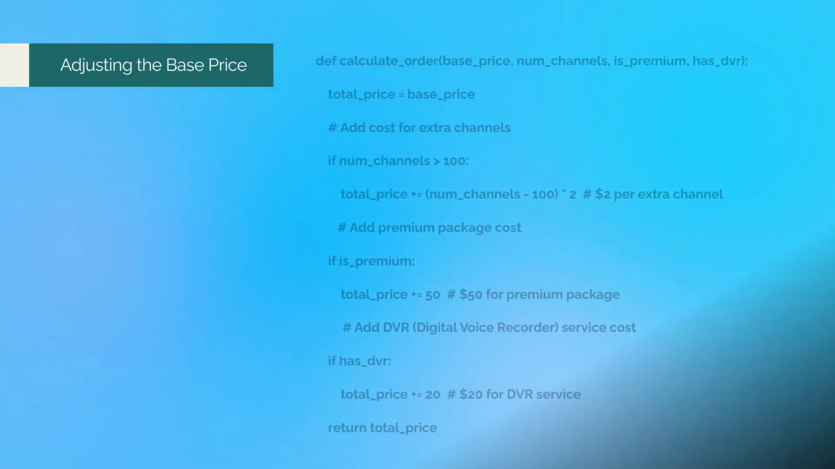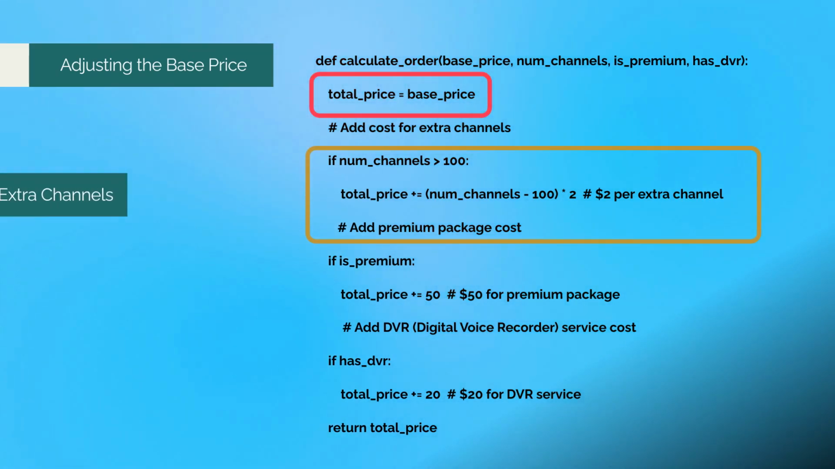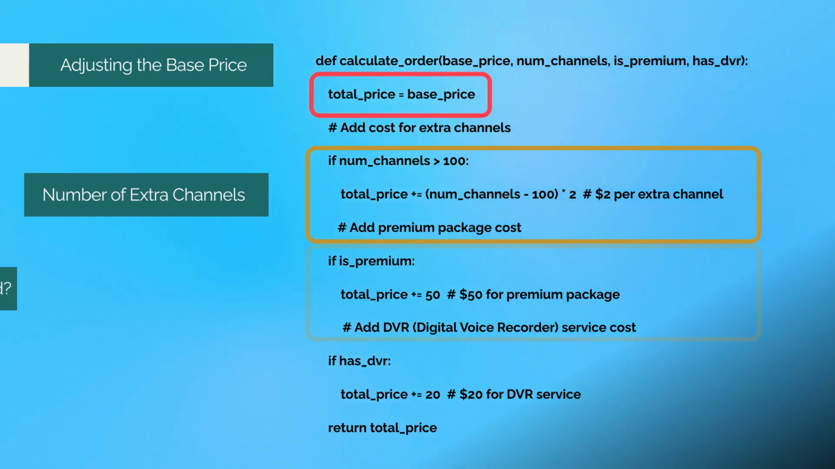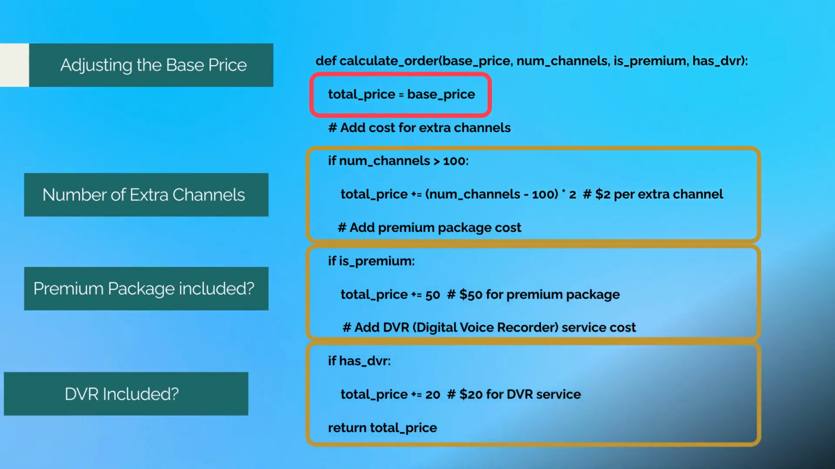Here is the code under test. Analyzing the structure involves understanding how the function adjusts the total price. It uses conditional branches to add cost for extra channels. It will also use the conditional branches if the premium package is selected, and DVR services are utilized. As testers, you need to ensure each path is tested for accuracy.